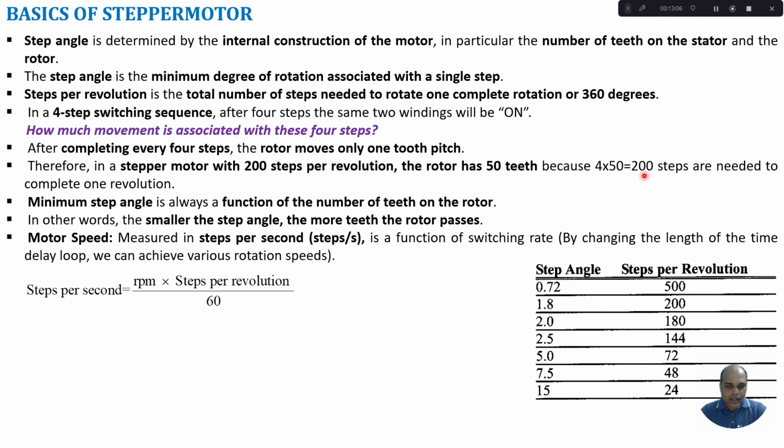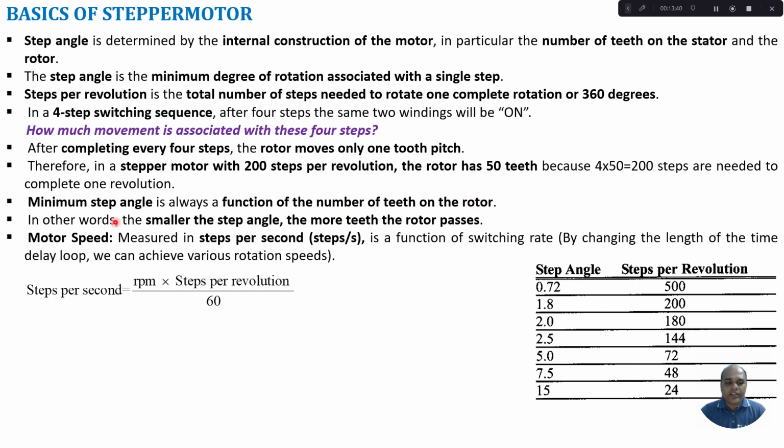Let us assume our rotor has 50 tooth pitches. For one tooth pitch movement, I require 4 steps. So to get a 360 degree rotation, it is 4 into 50, which is 200 steps required. So the minimum step angle is always a function of the number of teeth on the rotor. If I have more teeth, then I will have a smaller step angle. If I have fewer teeth, then I have a larger step angle.